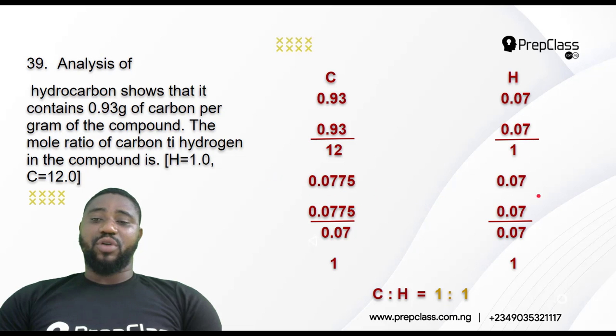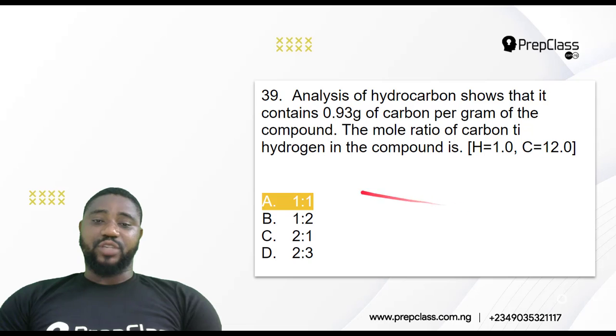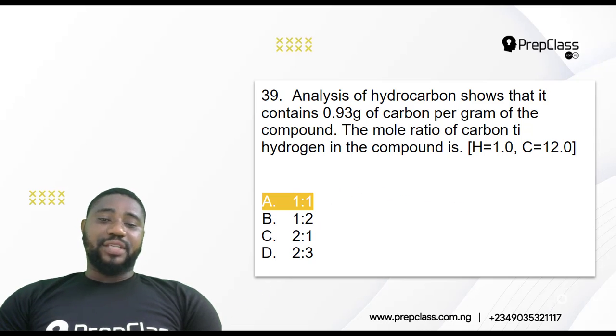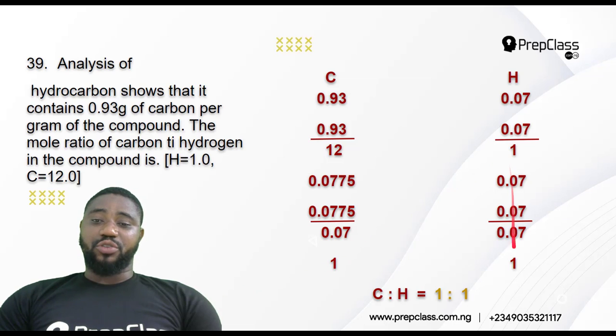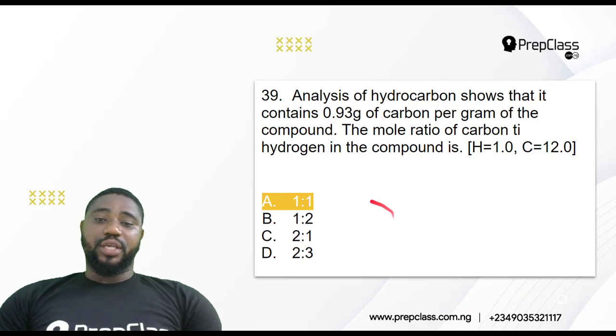So we divide by the smallest number to get a simple ratio. We have 0.0775 divided by 0.07, and 0.07 divided by 0.07. This will give us 1.0 something, which is approximately 1, and this will give us 1. So you can see that the ratio of carbon to hydrogen is 1:1. So the correct answer there is A, 1:1. I believe you understand how we did this calculation. 1:1 is the correct answer.